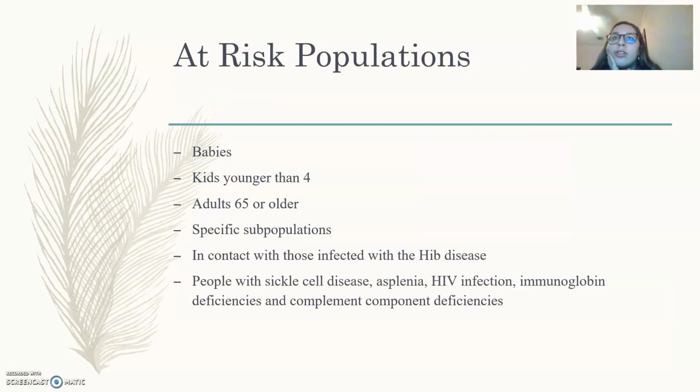Like I said earlier, these are the at-risk populations, and the pre-existing conditions that can occur in older folks include sickle cell disease, asplenia, which means someone doesn't have a spleen, HIV infection, immunoglobulin deficiencies, and complement component deficiencies.